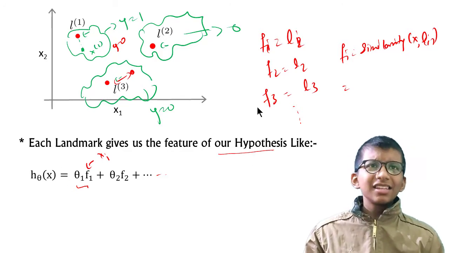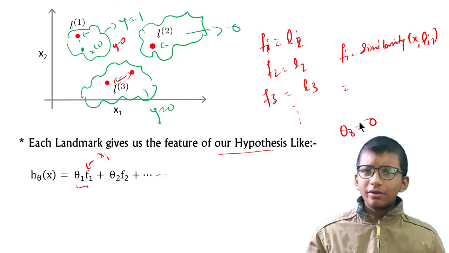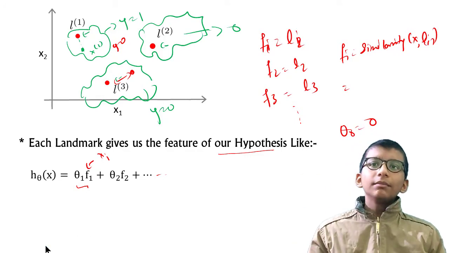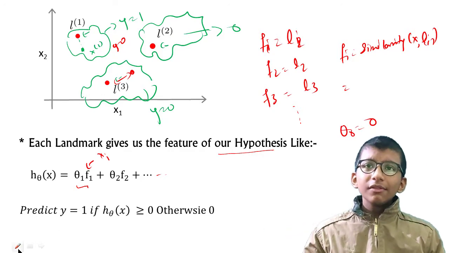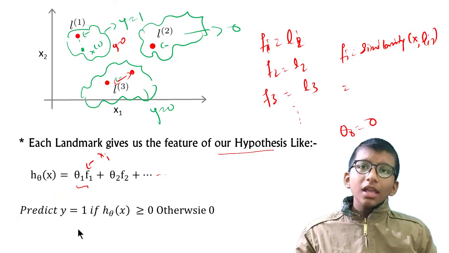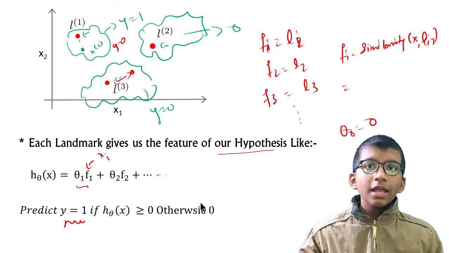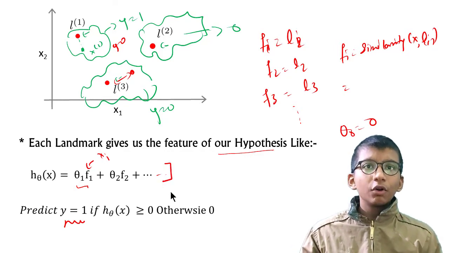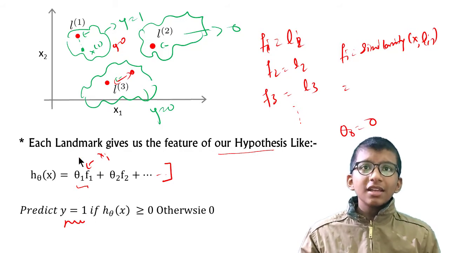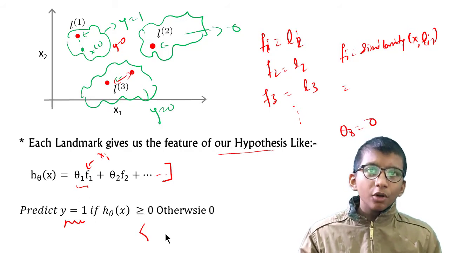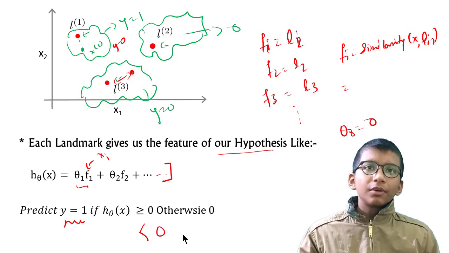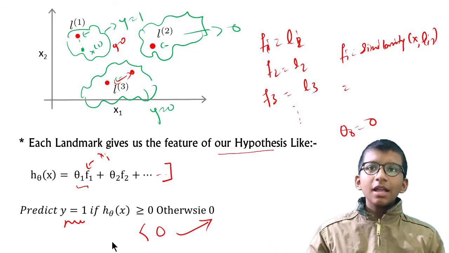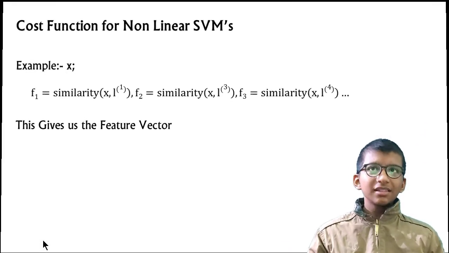And let's take theta 0 equals to 0. Don't worry about it, theta 0, that's for simplification. Okay, and what we will do is predict y equals 1 if this hypothesis is greater than or equal to 0, and if our hypothesis is smaller than 0, then we will predict y equals 0. Okay, pretty much clear. Now let's go on to the next slide.